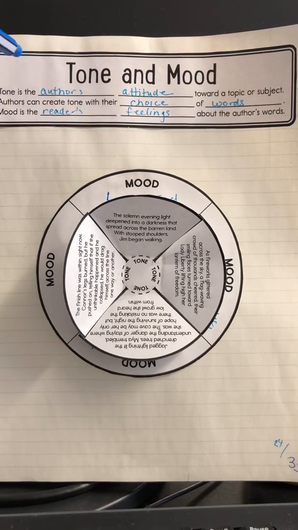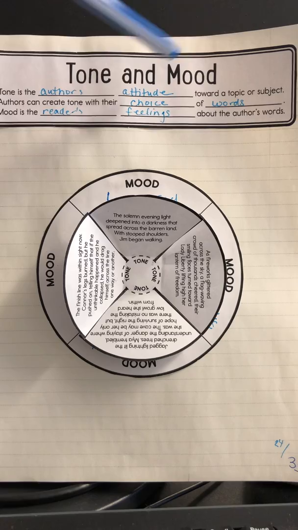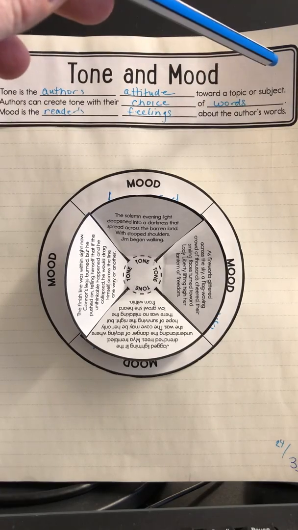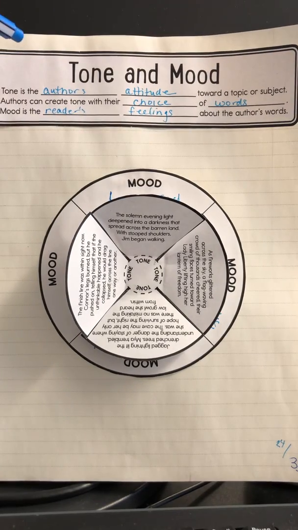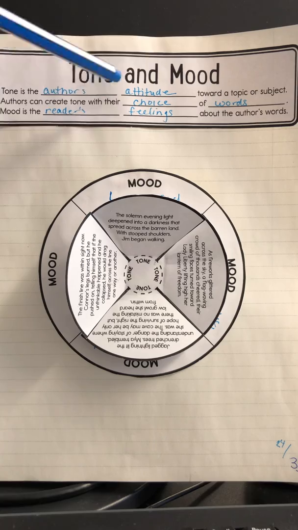It's a fill in the blank of words to help you understand the difference between tone and mood. Tone is the author's attitude toward a topic or subject. So that basically means when the author wrote the book, the story, the TV show, the movie script, it's how that author was feeling about that subject. But then authors can create tone with their choice of words.